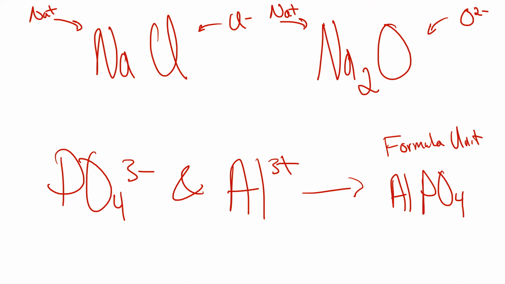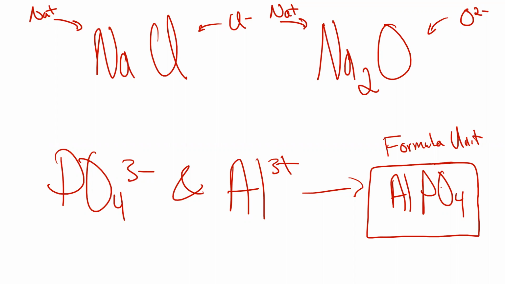That's important because it is a common mistake amongst introductory and general students to think, well, the 3 charge, so let's just do drop and swap, and you get 3 to 3. If you're going to use drop and swap, you must also look at the smallest ratio. If you get a ratio of 3 to 3, you reduce that ratio to 1 to 1, and you do not write the ones. This is the formula unit.